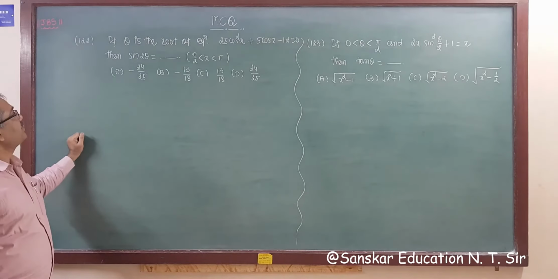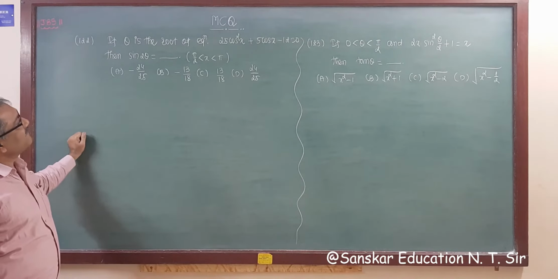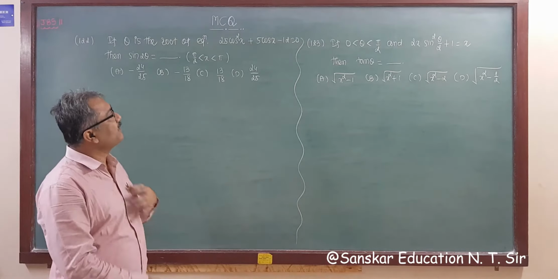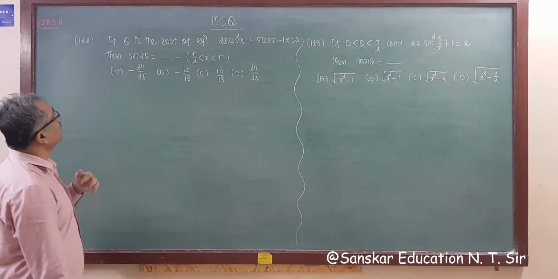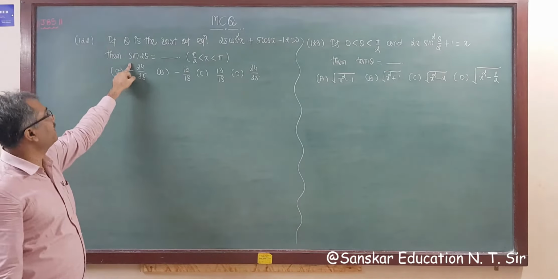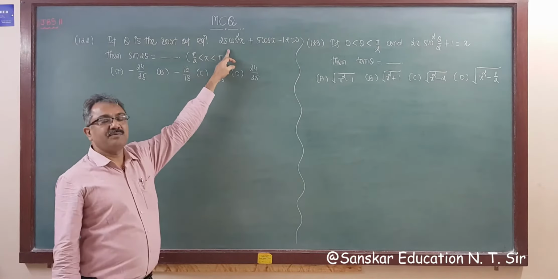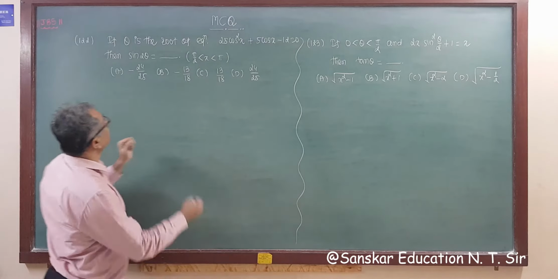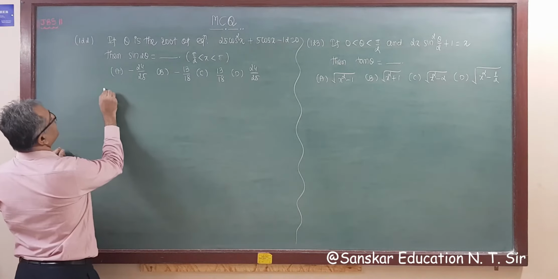Question number 122. If theta is the root of the equation 25 cos square x plus 5 cos x minus 12 equal to 0, then we have to find out the value of sine 2 theta. Right? So theta is the root of this equation, means theta satisfies this equation.